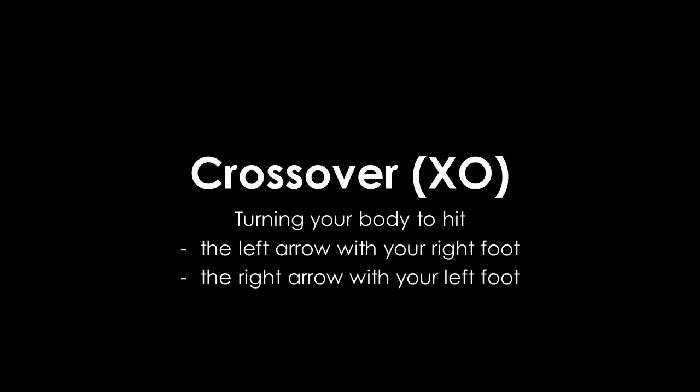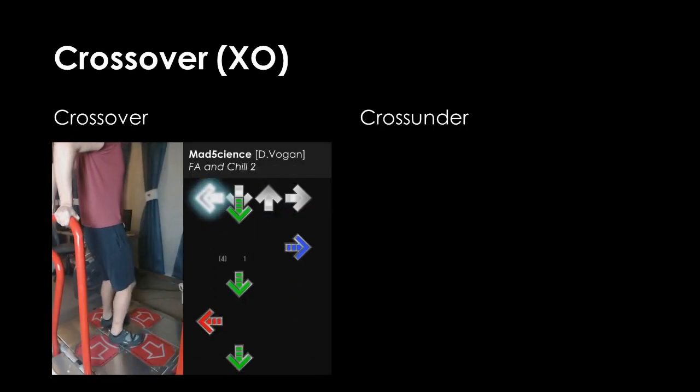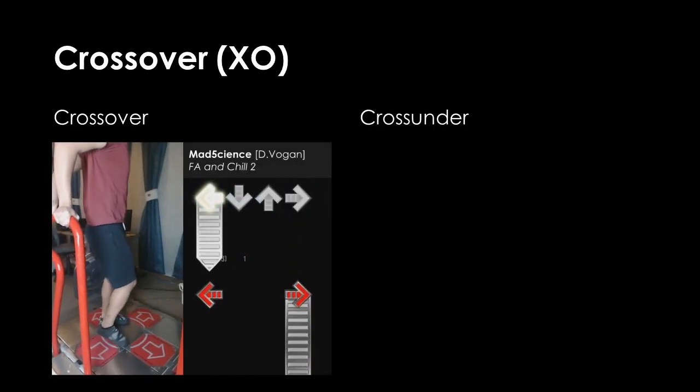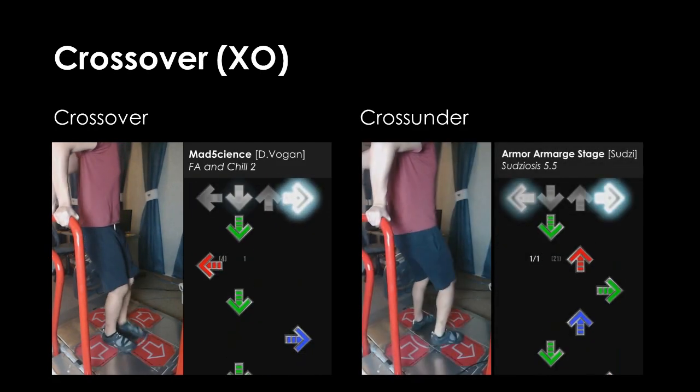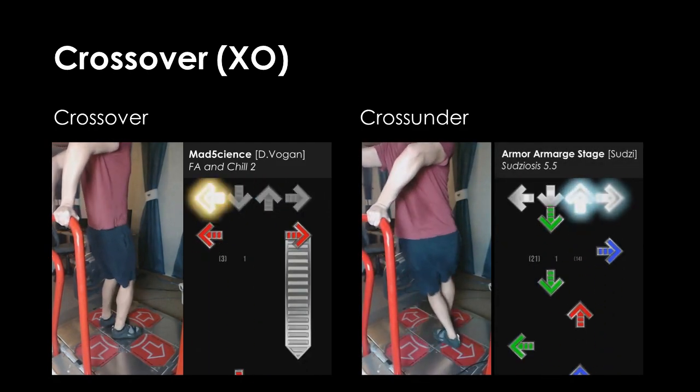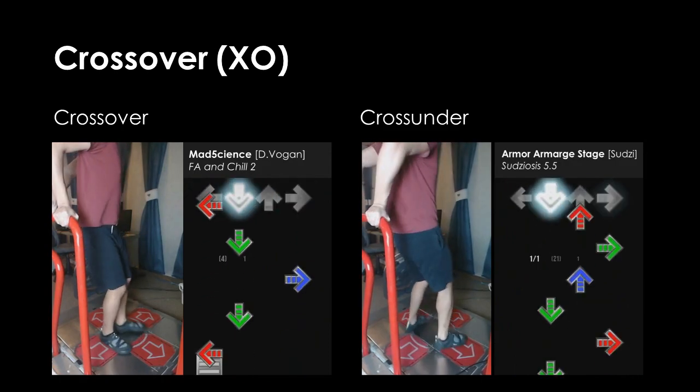A crossover is a pattern that requires you to turn your body to hit the left arrow with your right foot or the right arrow with your left foot. I distinguish between two types of turns, a crossover and a cross-under. A crossover is when the foot that's crossing crosses in front of the other foot. A cross-under is when the foot that's crossing tucks behind the other foot.